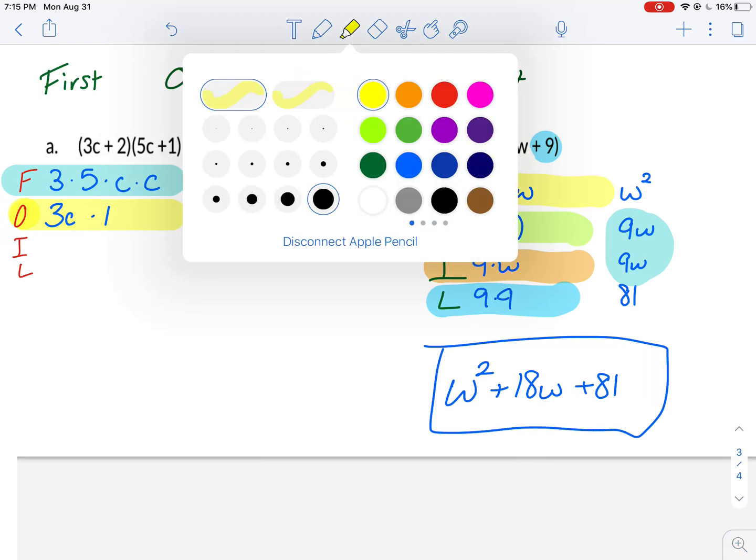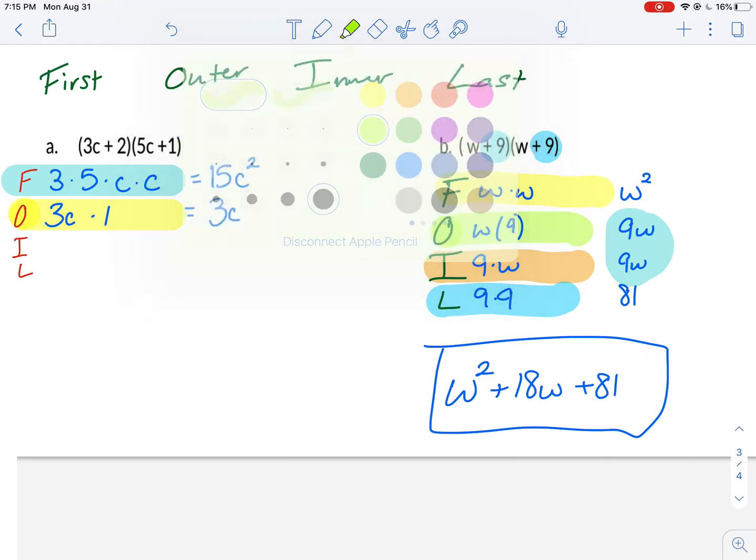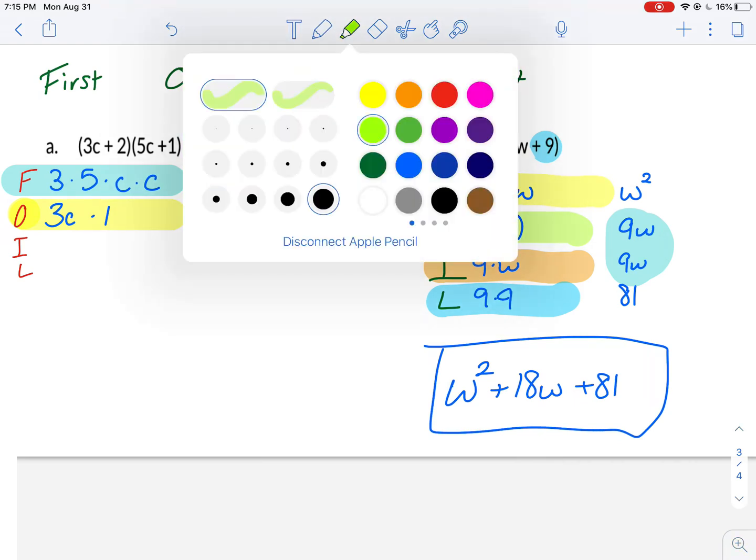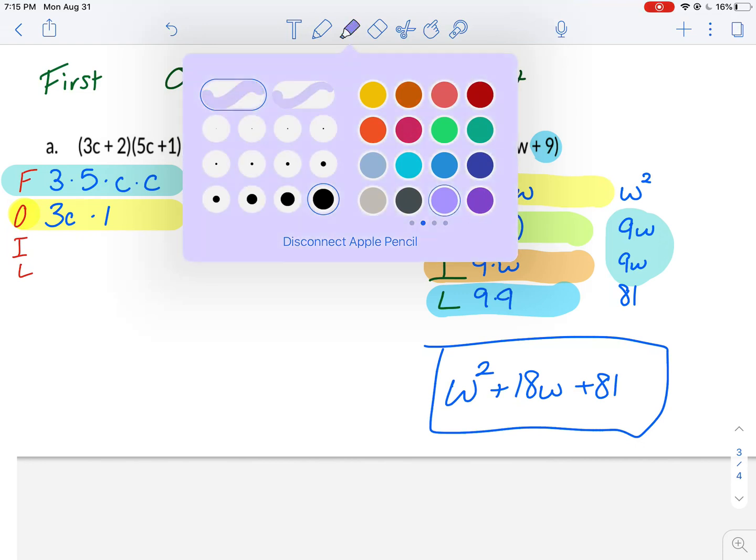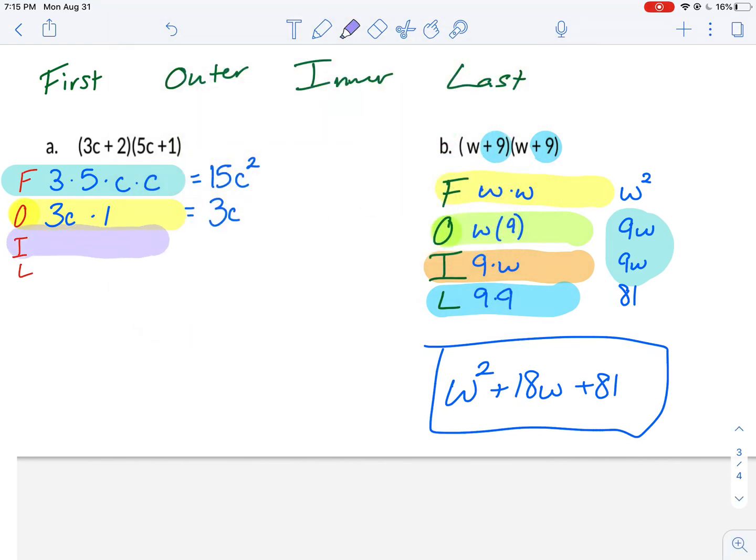And now I've got to get the inners. Let me do that in this purple. Inner product. So we just did the outers. Now let's do the very inside terms. And that is a 2 times 5C. Or you can think of that as 2 times 5 times C. So 2 times 5 is 10 times C.